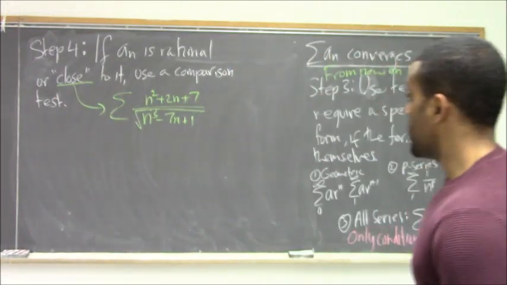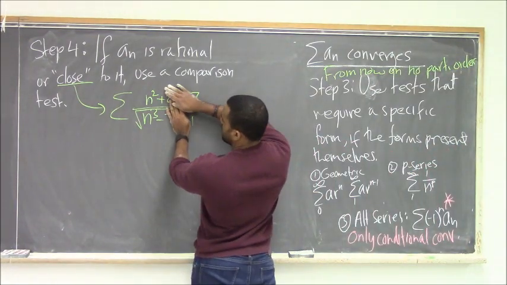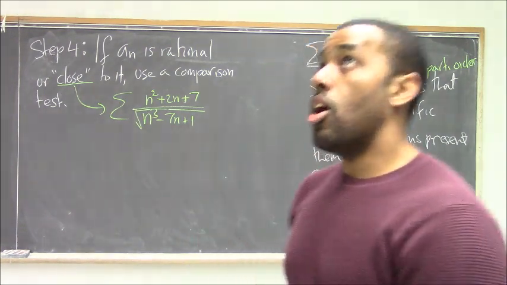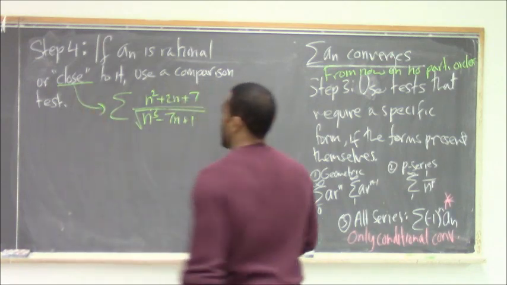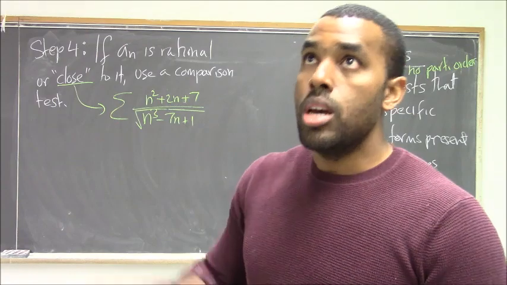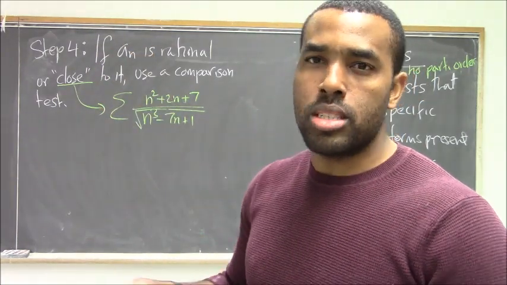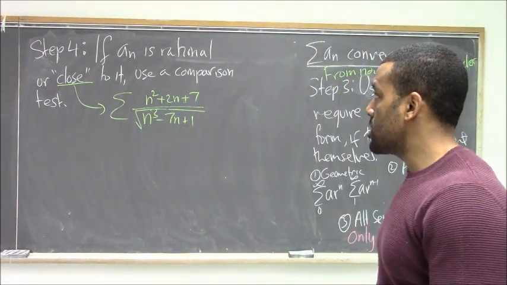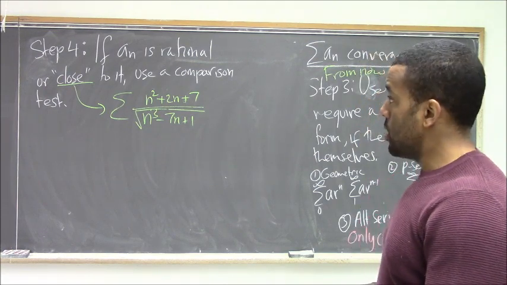And the idea is you kind of want to just ignore all the smaller terms, and you can actually write this as a power function. So when I say almost rational, or close to rational, what I mean is if you ignore all the little guys, what you have left over is a power function of some sort. So comparison tests are very convenient in that situation.